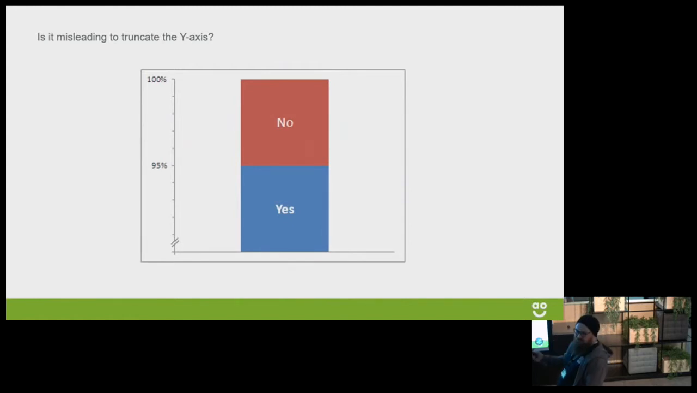Thank you. I'm so glad that you got that wrong, because that's exactly what I wanted. So, is it misleading to truncate the y-axis? You look at that and you say, 50-50. Well, it's not, because truncating the y-axis basically means changing your scale on the left-hand side of the visualization, and that will distort the meaning and the results.